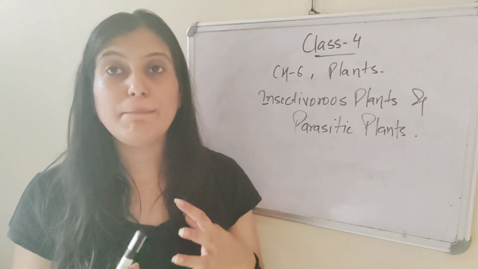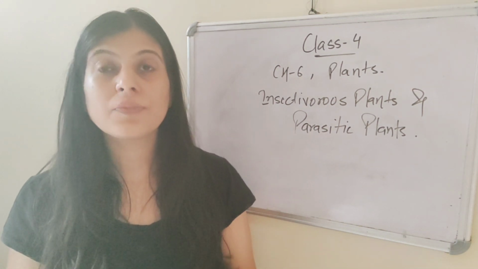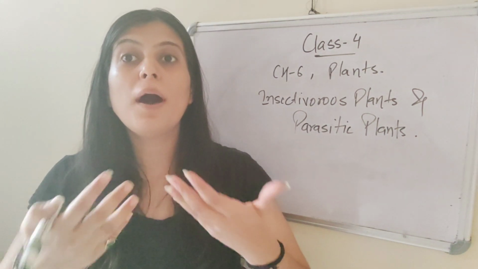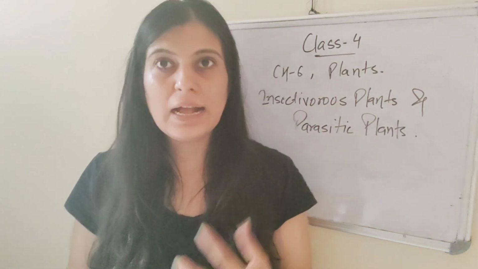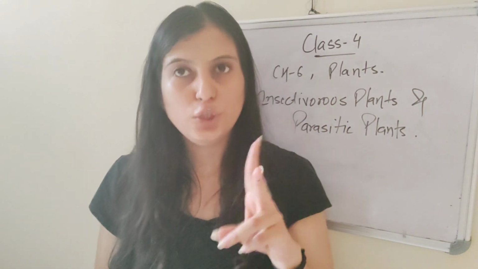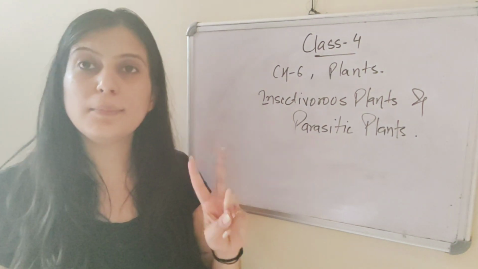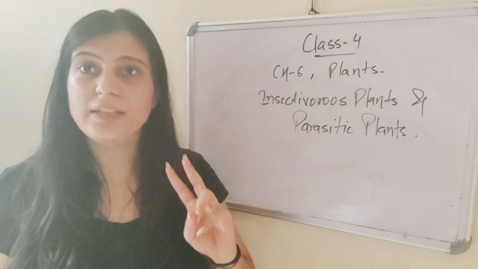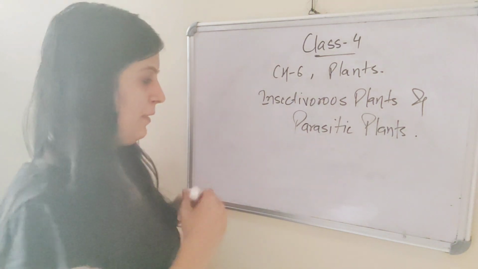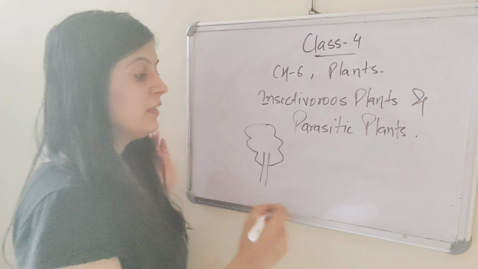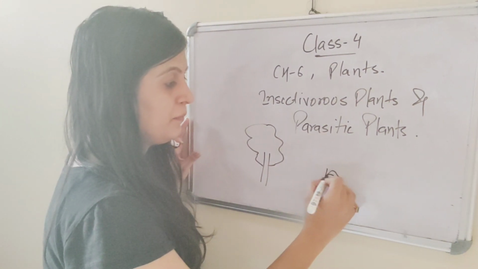Next one is parasitic plant. These are the plants which obtain their nutrition from other plants. For example, mistletoe and dodder plant. In this, one plant is the host and the other plant is called the parasite. For example, suppose this is a plant, this is a tree, right? This is the other plant.